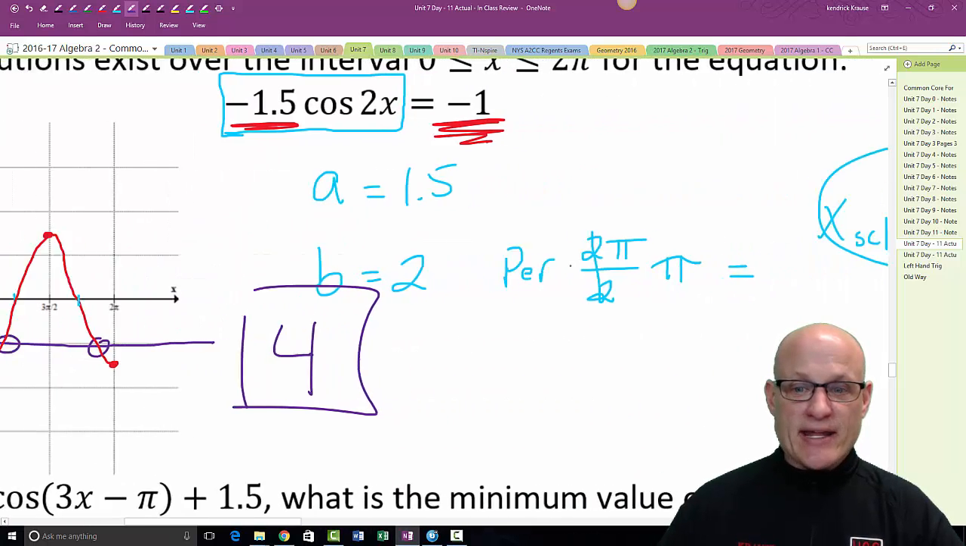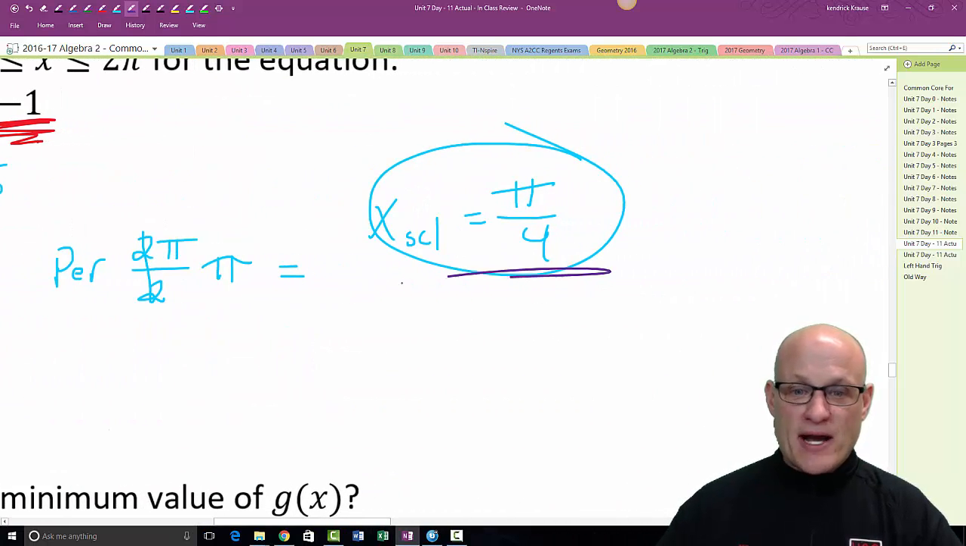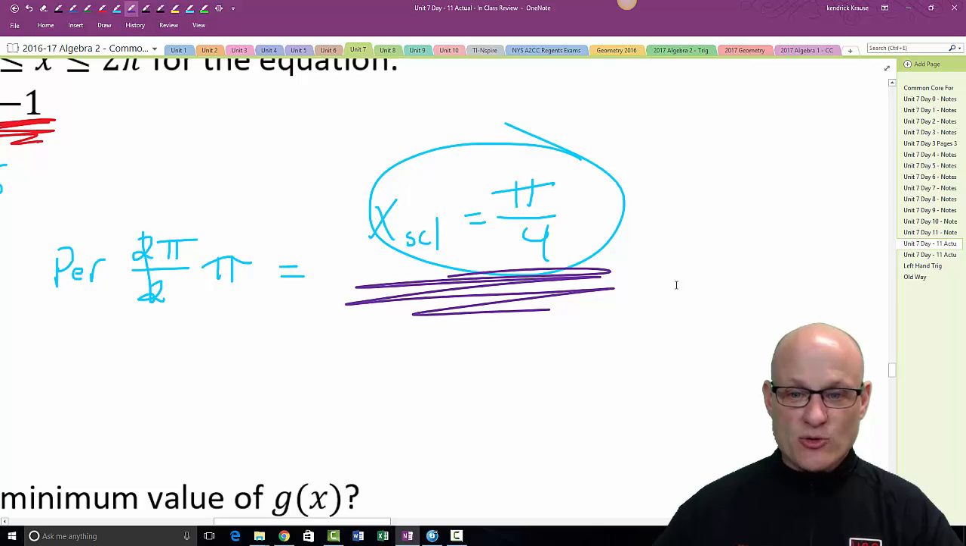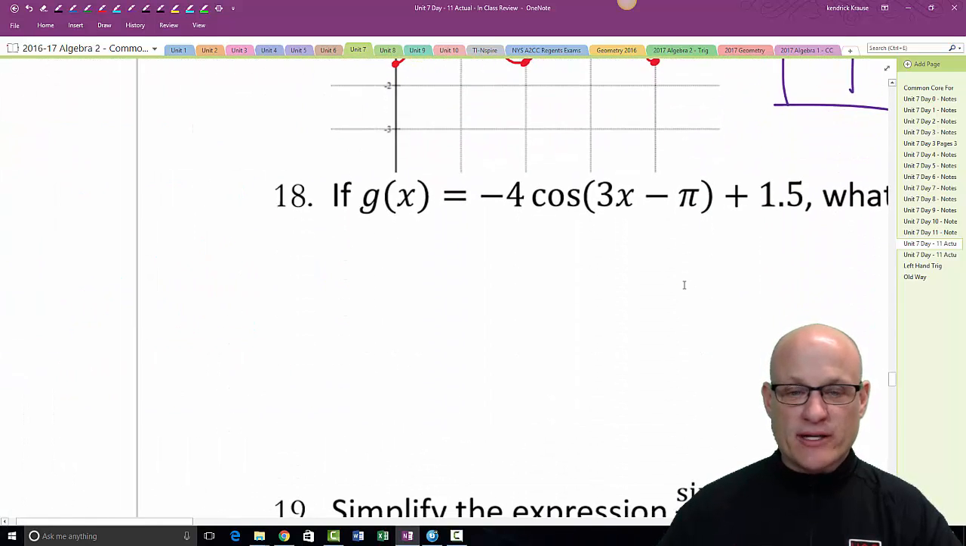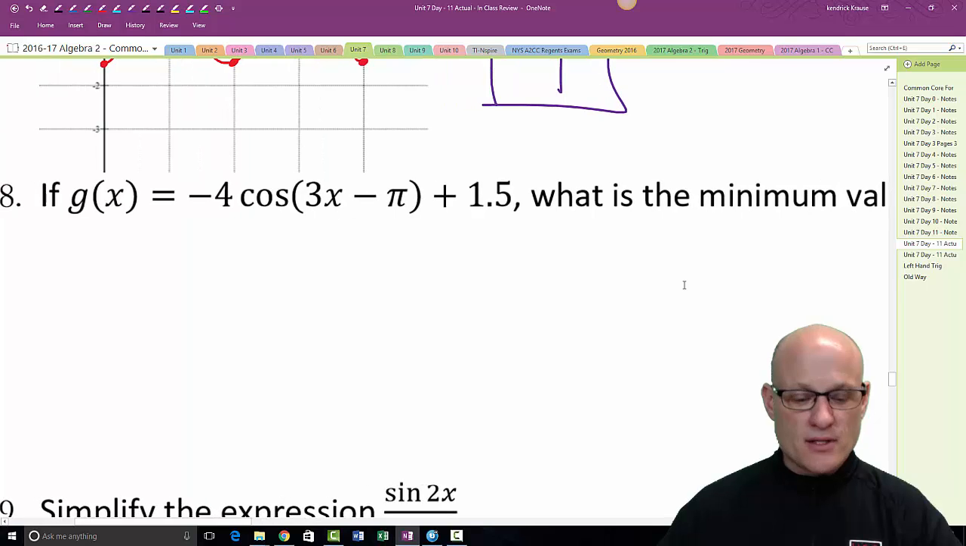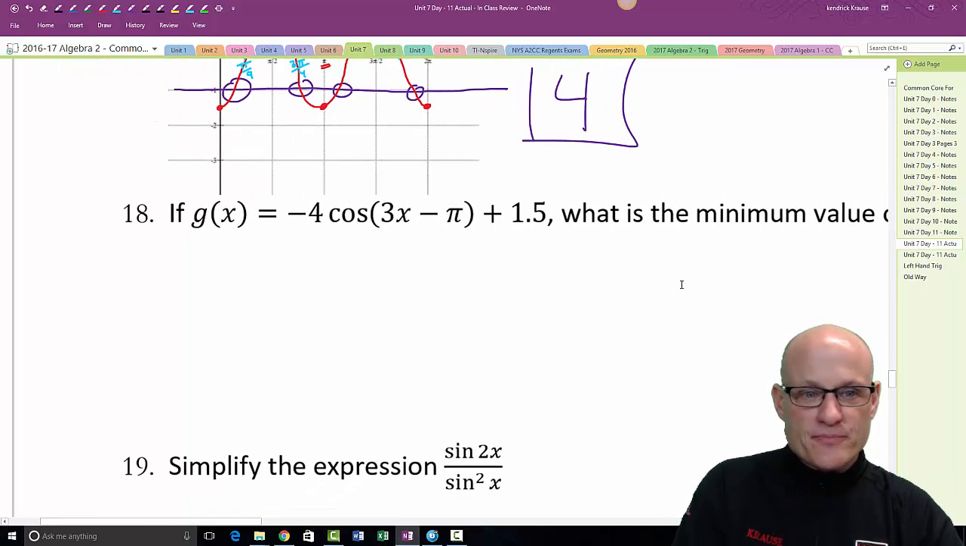Now, I hope you understand that because I needed this scale of pi over 4, I really just had to adjust that scale. So that was a little bit tricky there. So let me unblow this up.